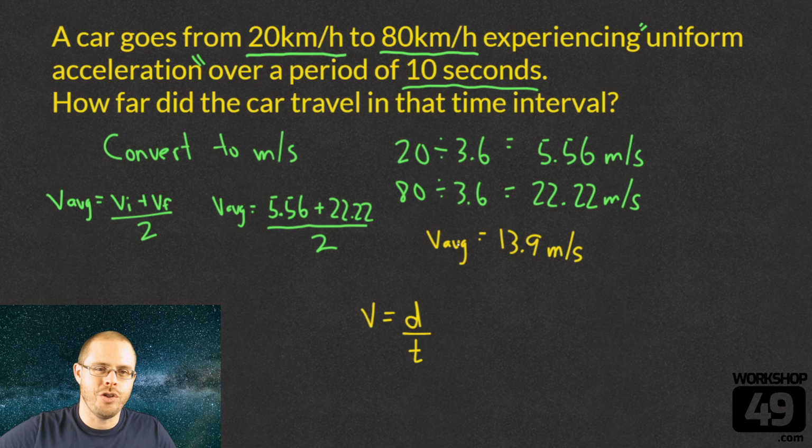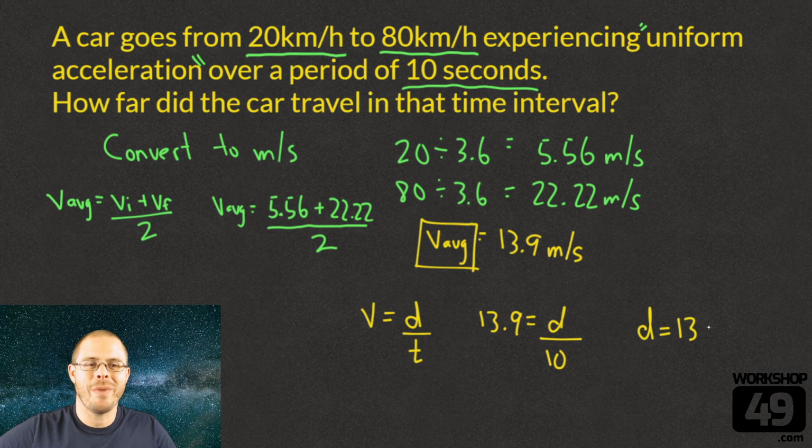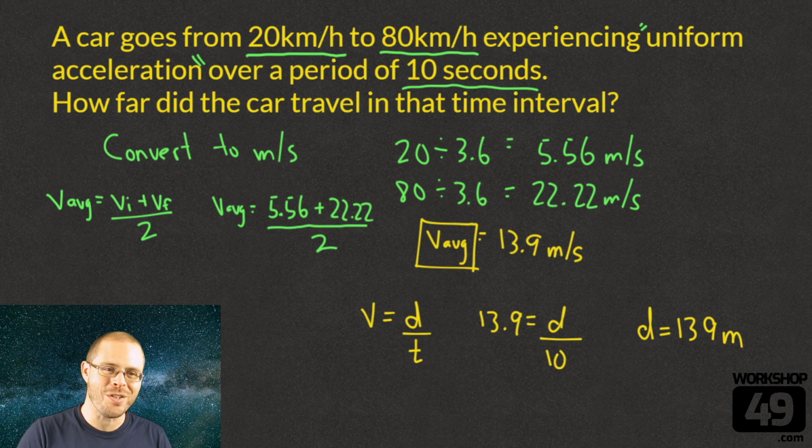We go back to our equation, v equals d over t, our very first little kinematic equation. We're going to use that v average. 13.9 is equal to our distance traveled divided by our time interval, which was 10 seconds. Multiply both sides by 10, distance traveled 139 meters. You can do this. V equals d over t can still be applied even if there's an acceleration, if that acceleration is uniform.